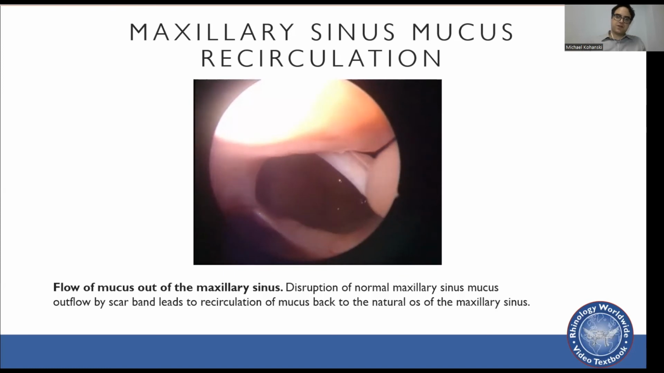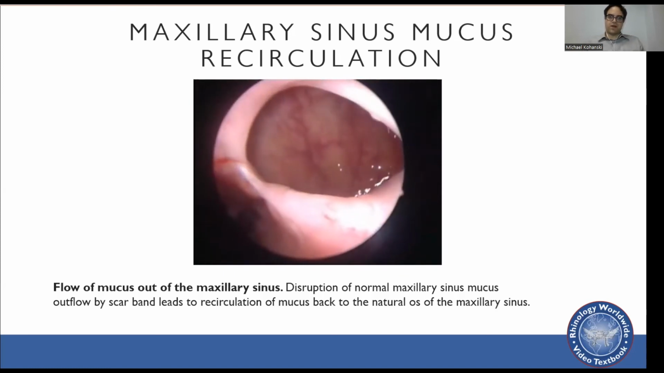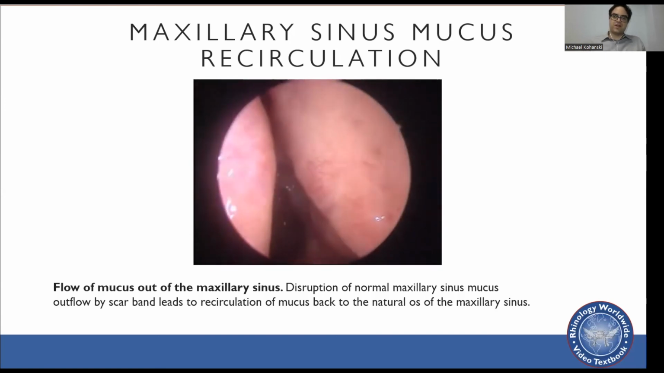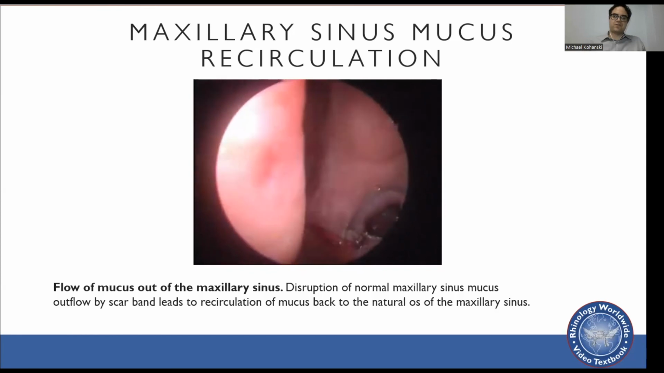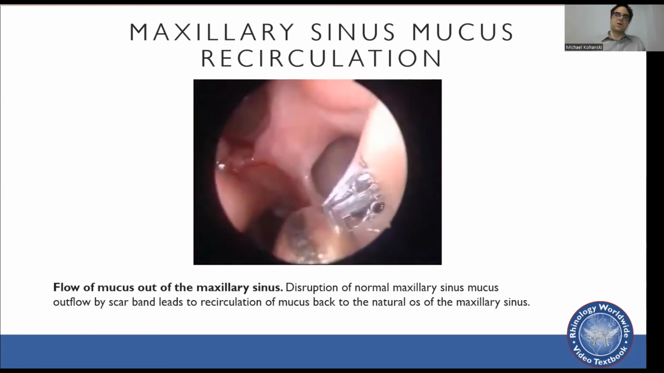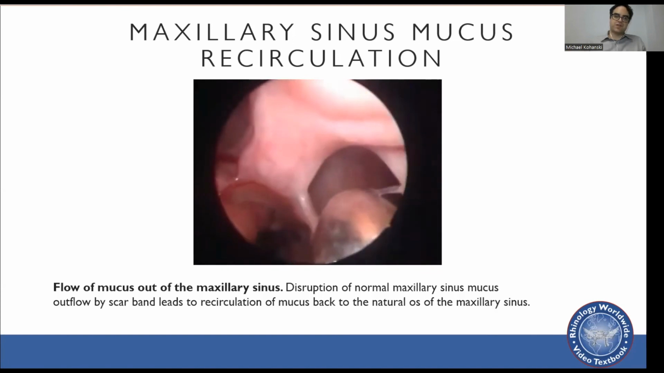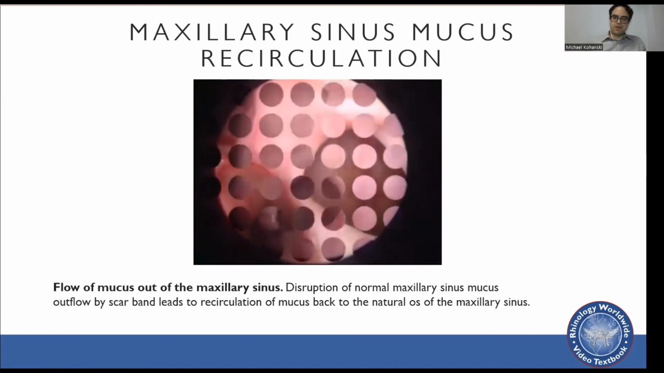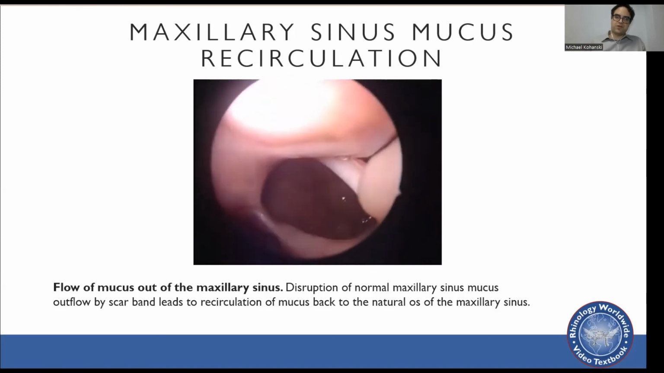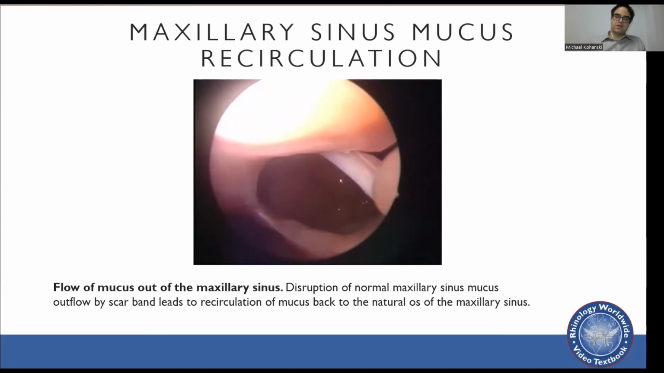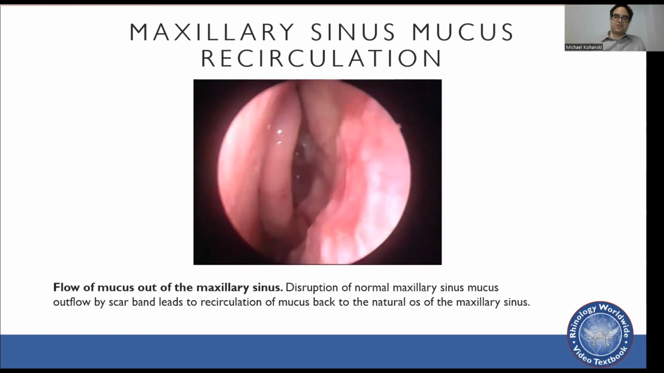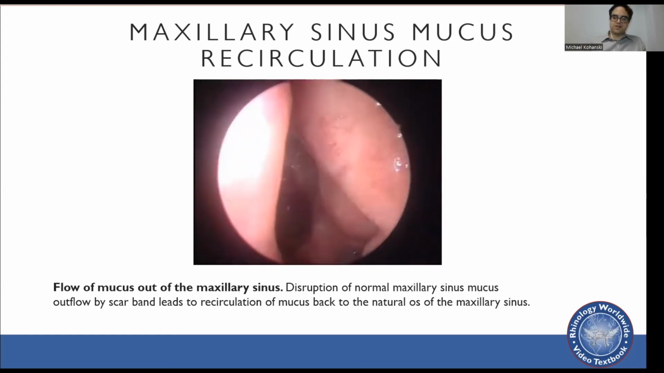And this can, if there are bacteria or other inflammatory elements or infectious elements in that maxillary sinus, this constant looping can potentially lead to infection within the sinus. And this is just a video showing what that mucus recirculation looks like. You can see the scar band depicted nicely there between the natural os and the rest of the maxillary antrostomy.